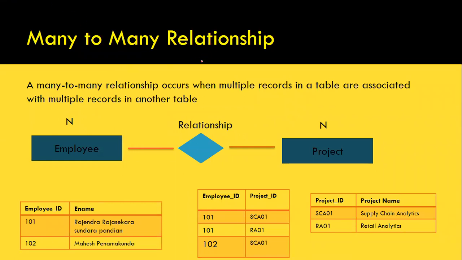You cannot avoid many-to-many relationships, because in real-time scenarios, most of the time you will land up with tables that have a many-to-many relationship. But you cannot implement it just like that. For example, I have two tables, employee and project. More than one employee is working on a single project, and each project has multiple employees working on it. So we have a many-to-many relationship here. In that case, we create something called a bridge table.